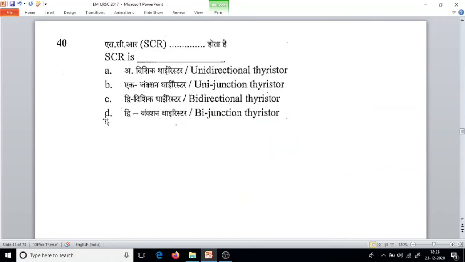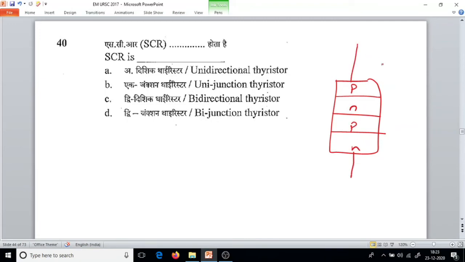Question number 40. This is the last question. SCR. What is an SCR? See, SCR is like this: 1, 2, 3, 4, PN, PN. PN devices connected back to back. This is an SCR. There will be anode, cathode, and one gate also comes here. Gate. Now, it has got J1, J2, J3. It has got 3 junctions.